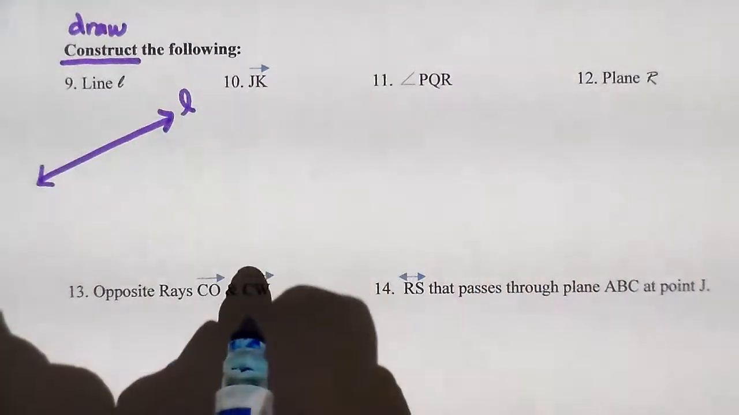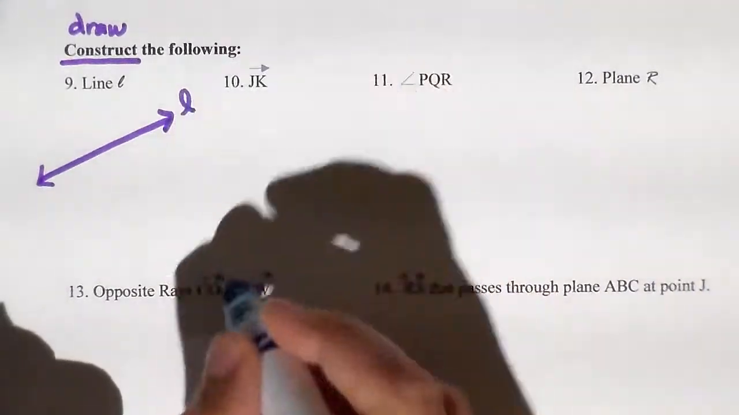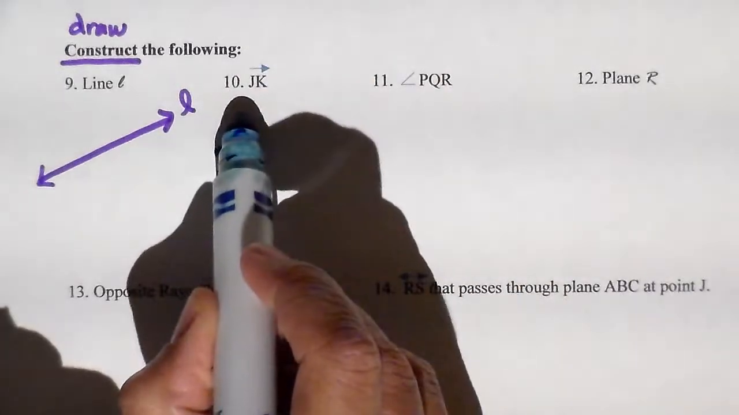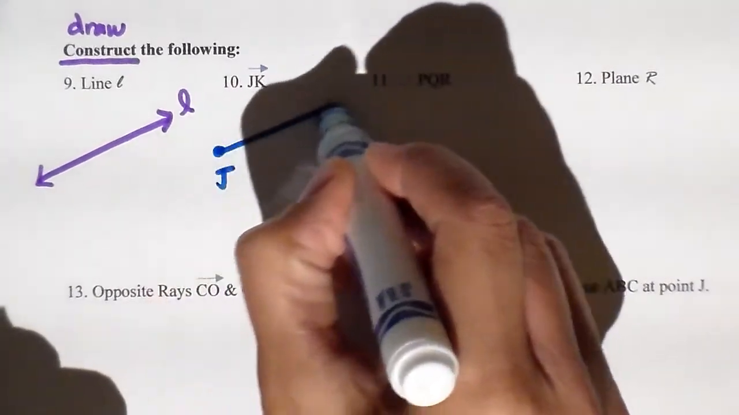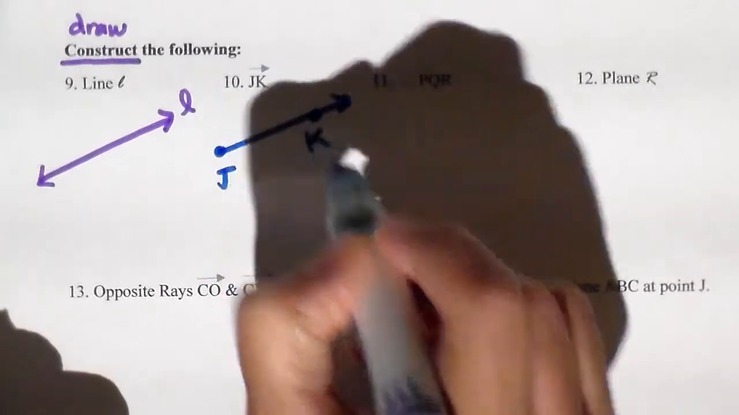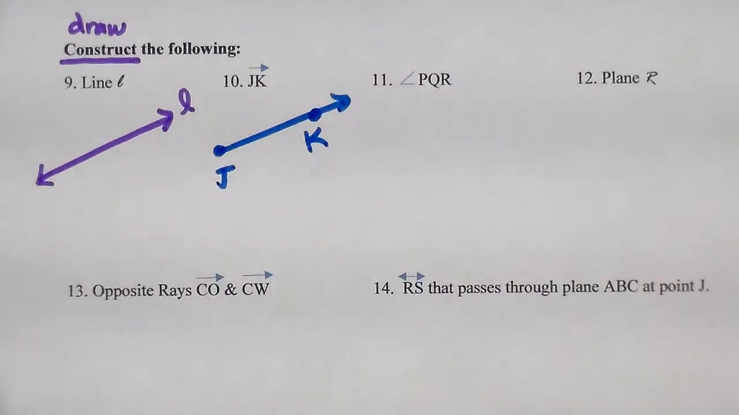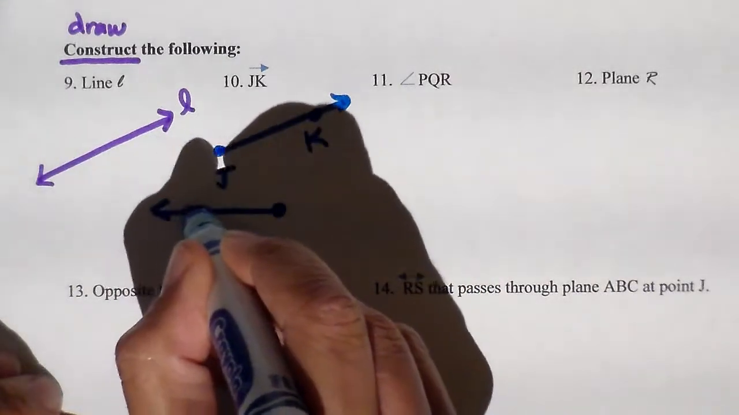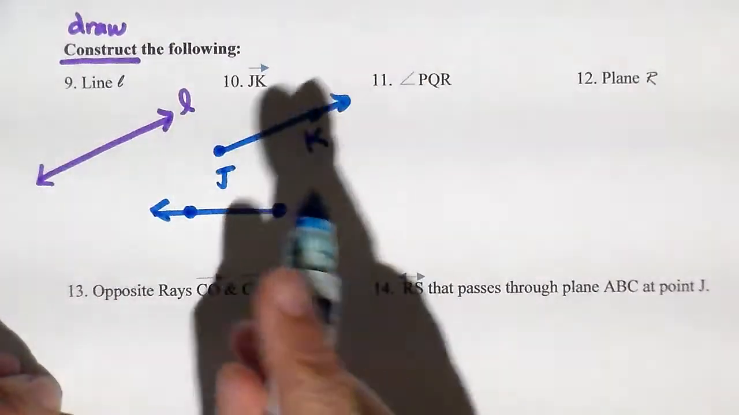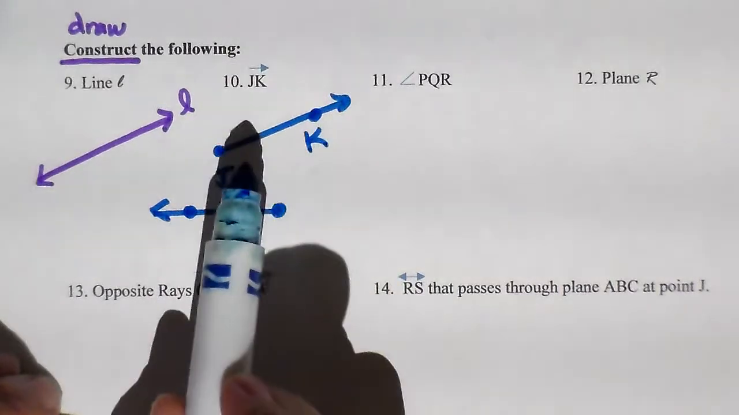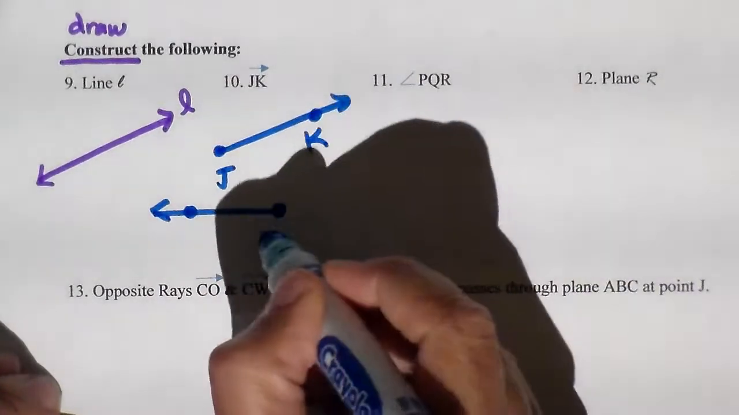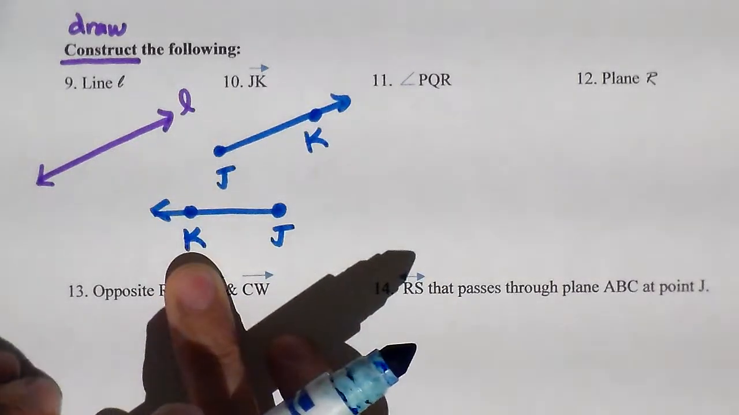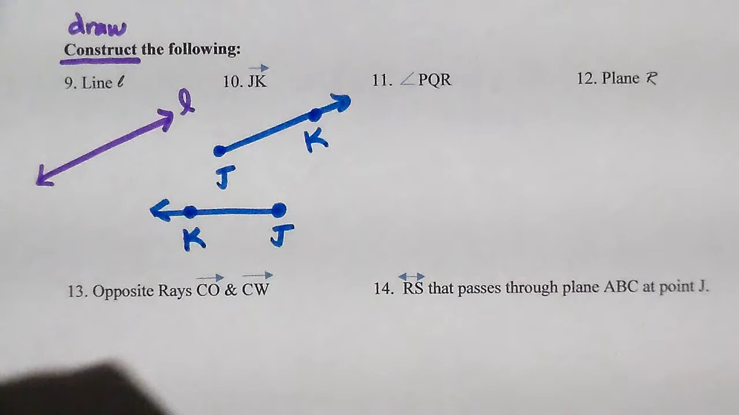We've got ray JK. Now what this indicates is it's the ray that starts at J and goes through K. So I'm going to draw ray JK just like this. Boom, done. I could also draw it this way. Remember, the ray symbol always points to the right. So even though this says ray JK going to the right, I could write it this way. It still has to start at J and go through K. So this is just two different ways you could draw that one.